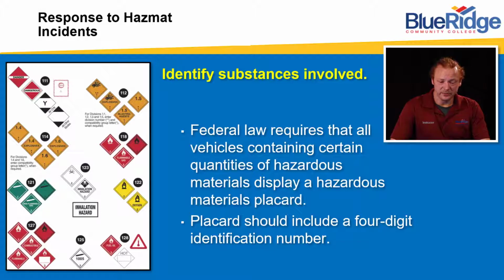Identifying substances involved. There's a federal law that requires all vehicles containing certain quantities of hazardous material to display a hazardous materials placard. As you see here on the left side of your screen, there are various examples of hazardous material placards. The placard should involve a 4-digit identification number, which can be used to identify a substance and to obtain emergency information.